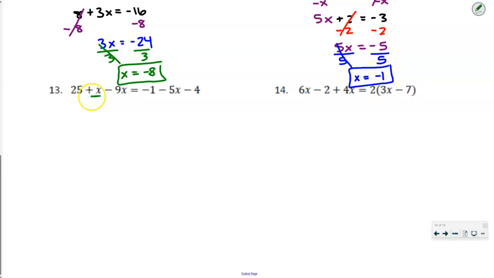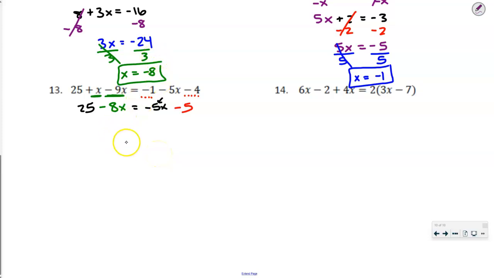On the left-hand side, an x tile and 9 negative x tiles combine to be negative 8x. I still have those 25 unit tiles, so I bring that down. On the right-hand side, I'm combining 1 negative unit tile with 4 negative unit tiles to give me negative 5. And again, I don't have anything to combine with these 5 negative x tiles, so they come straight down into the problem. Now each side has been simplified, and now I can begin solving.